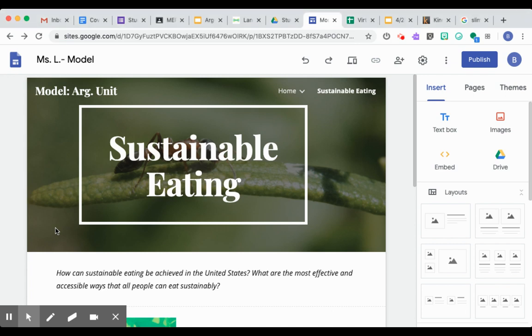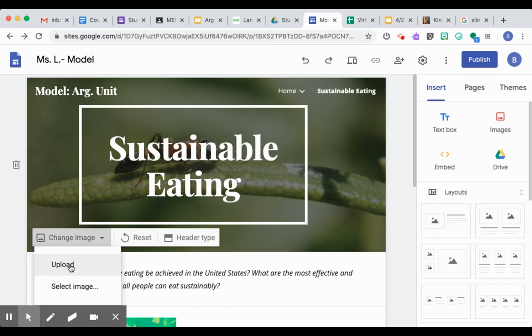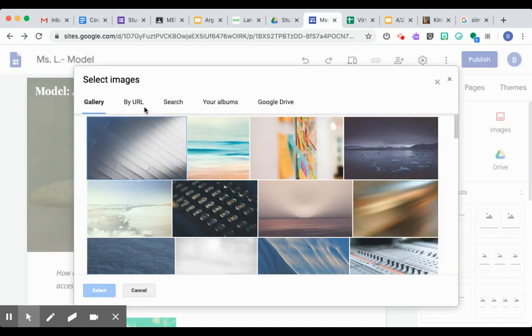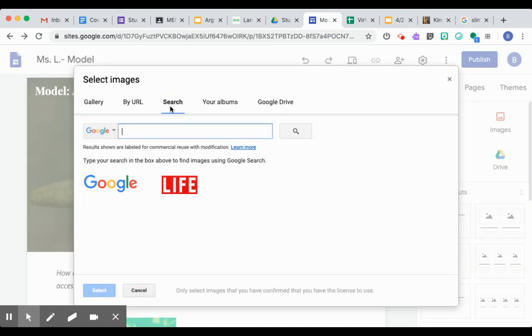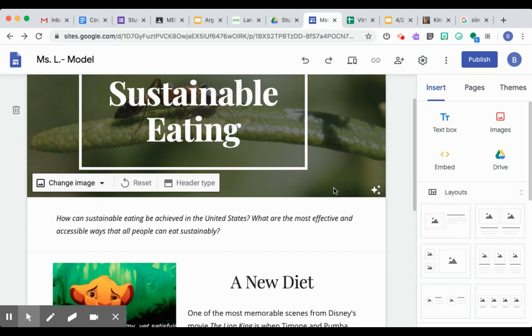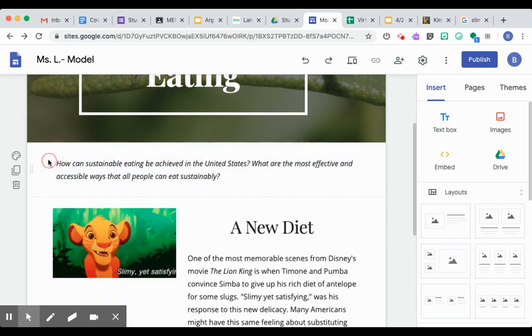Some of you guys have gotten to do this already. If you go to change image and select image, I did a search and looked up insects or bugs so that my background fit with my subtopic. You can certainly do that today as well, whether it has to do with plastic use, pollution, renewable energy, etc. And then this question here, some of you might have copied and pasted it up top just to keep yourself focused. But just remember that you don't have to keep that there by Friday. That can be deleted by the end of the week.